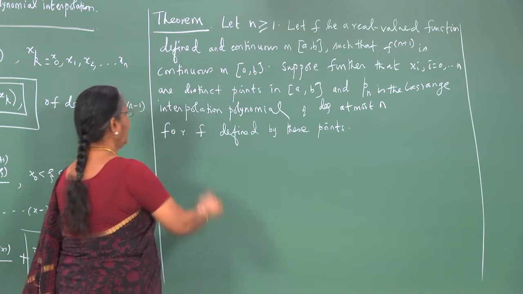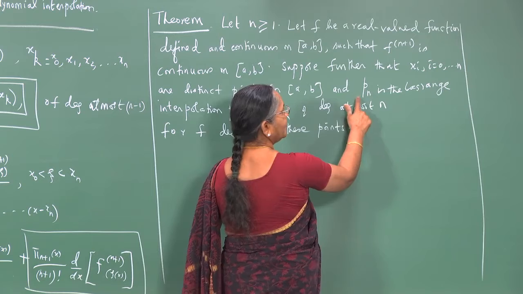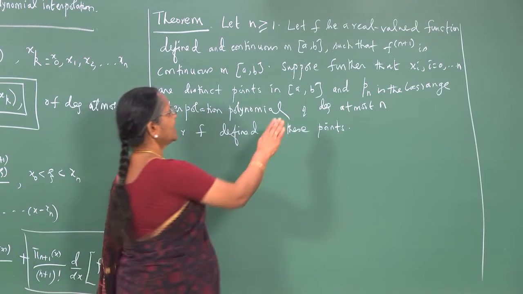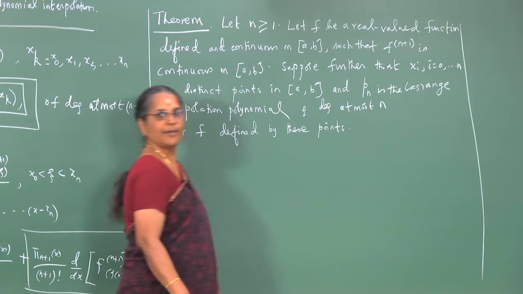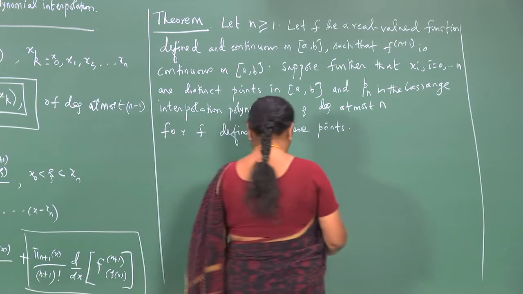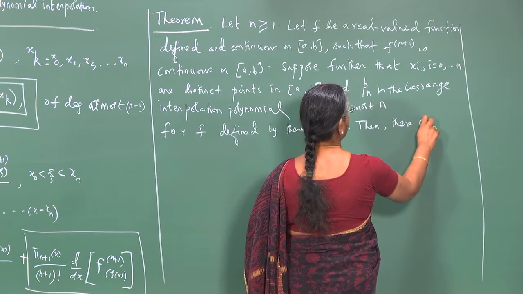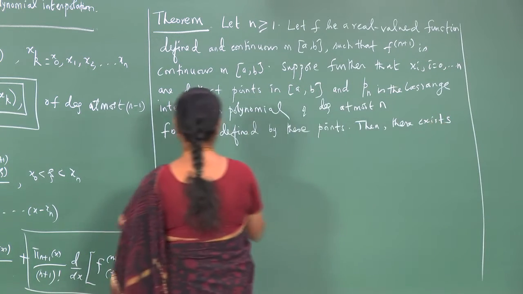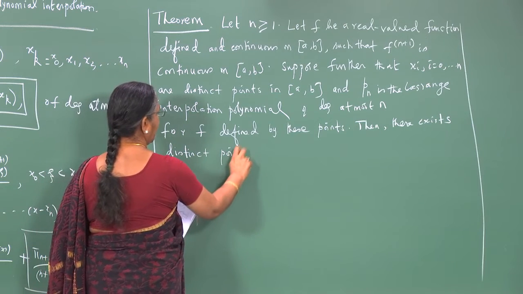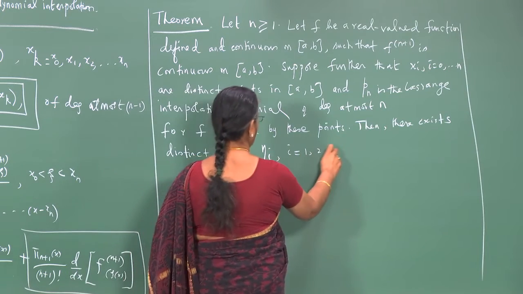Namely, the function f is reconstructed by seeking a polynomial pn of the Lagrange interpolation type that interpolates the function at a set of these n plus 1 points. So, it is a polynomial of degree at most n. Then the theorem says there exist distinct points eta i for i equal to 1, 2, 3 up to n.